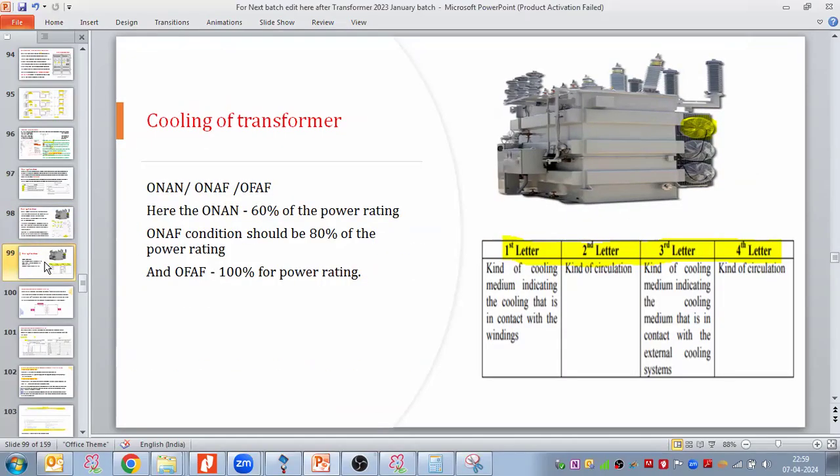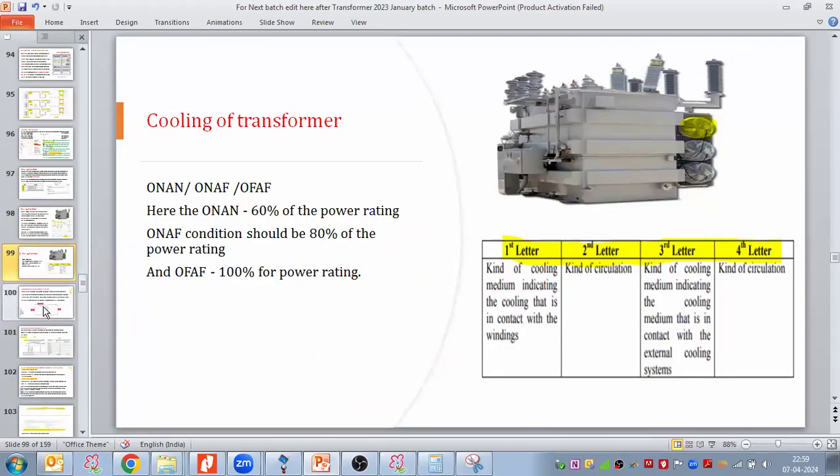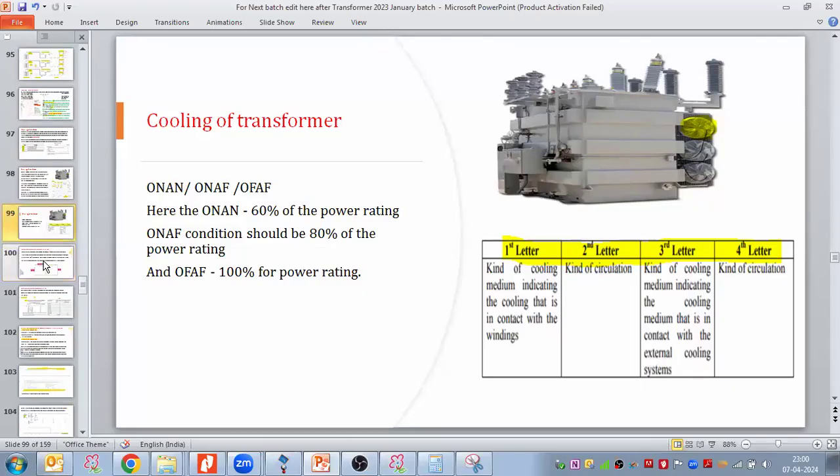At what MVA level above are we using OFAF? Generally more than 10 MVA. Okay. Yeah. Like 50, 60 MVA. Some companies take more than 50 MVA. For 100 MVA they take. I mean, generally 10 MVA, it could be used.